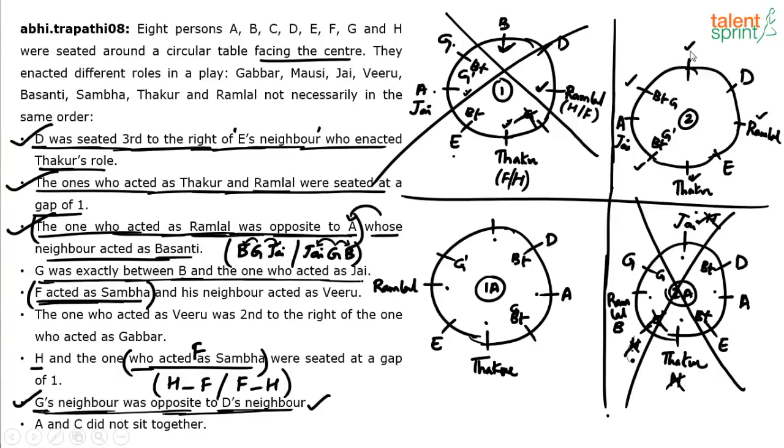Let's focus on F. There are 5 positions available for F: 1, 2, 3, 4, 5. These 5 tick marks. Now, can F come in this place, Thakur's place? No, because F is Samba. So this is ruled out for F. Can F come in Ramlal's place? No, because F is Samba. F cannot come here. Can F come here? Yes. If F comes in this place, H has to come on this side, or H has to come on this side. But H cannot come here because this is A. So the only possibility is F comes here, H comes here.